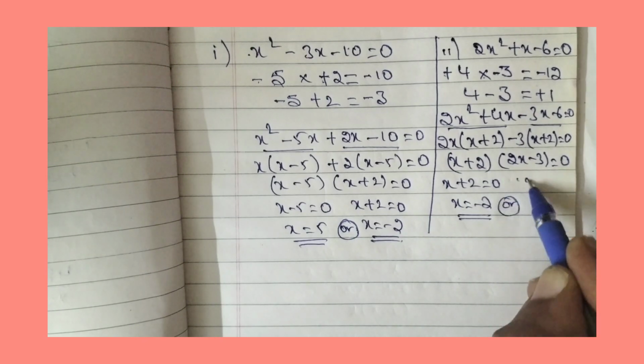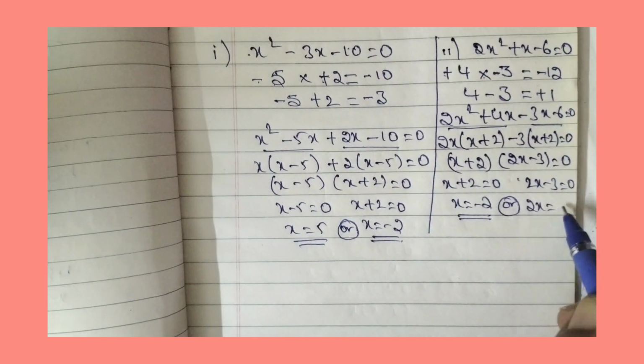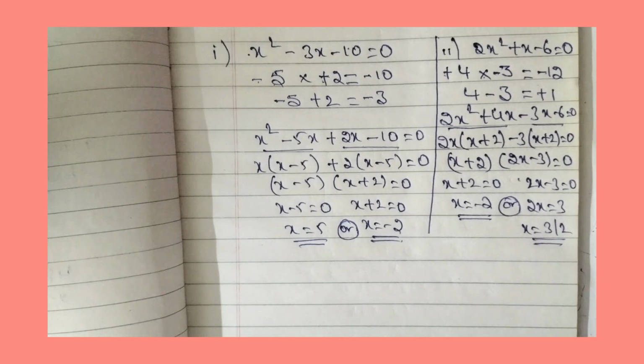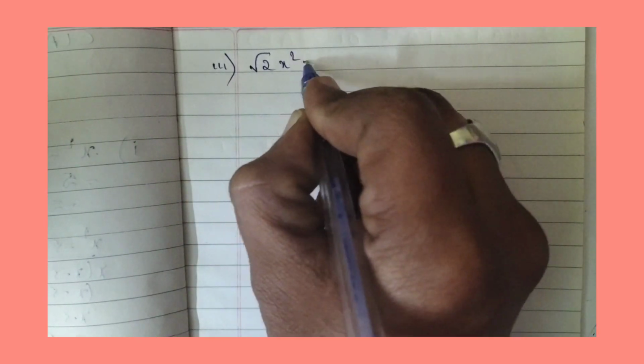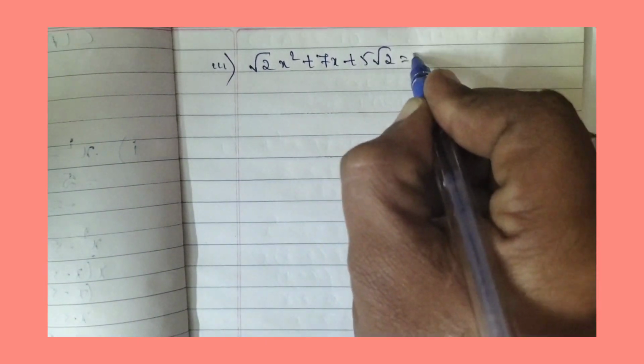Or 2x minus 3 is equal to 0. So 2x is equal to 3 and x is equal to 3 by 2. So the roots of the quadratic equation are either x is equal to minus 2 or x is equal to 3 by 2. So like this we have to solve the second question. Now let us move to the third question. The third question they have given is root 2 x square plus 7x plus 5 root 2 is equal to 0.